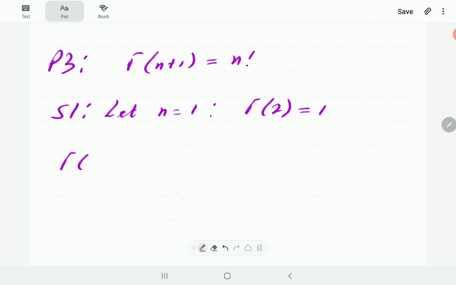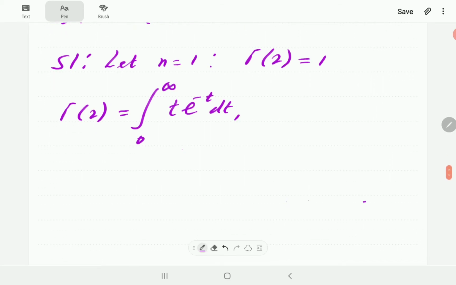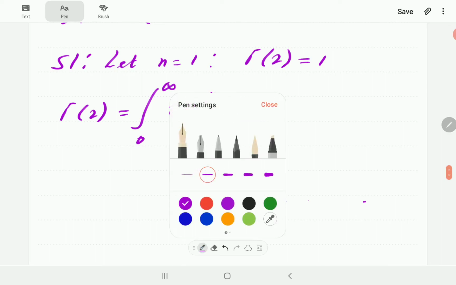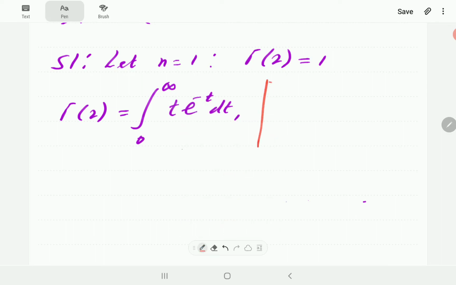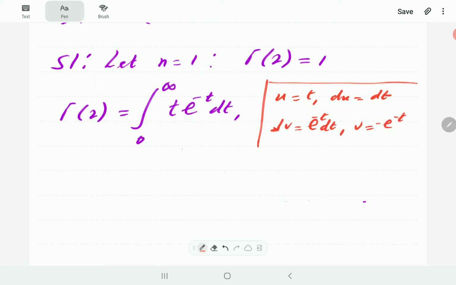So gamma of 2 is going to be the integral from 0 to infinity of t e to the minus t dt. Again, if we use integration by parts here, so if u is t, du is going to be dt, dv is e to the minus t dt, so v is going to be minus e to the minus t.